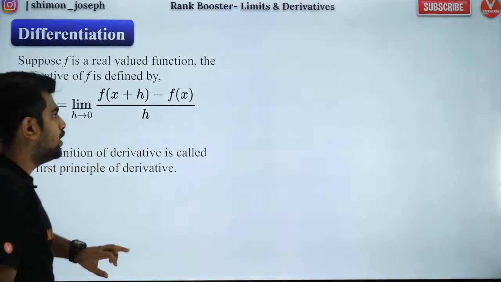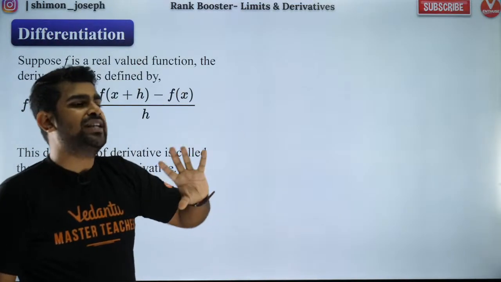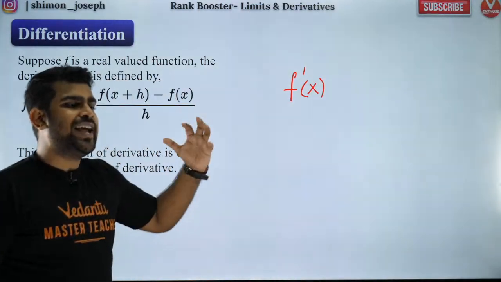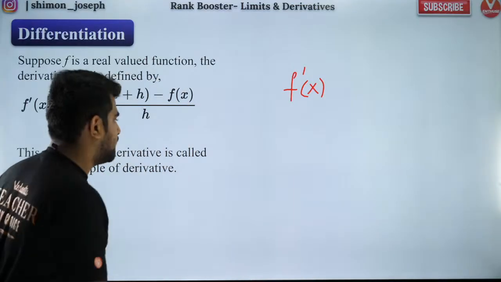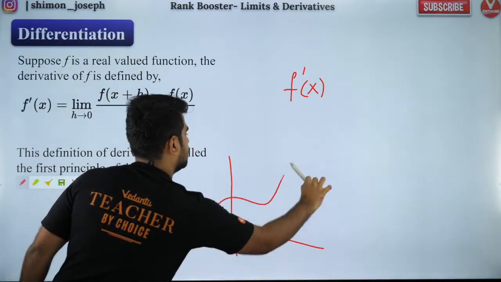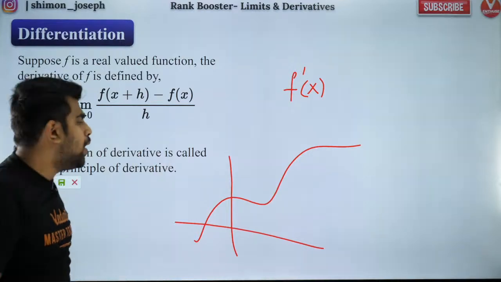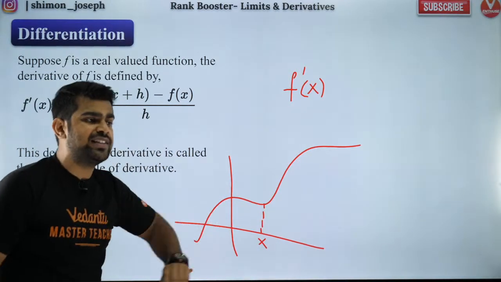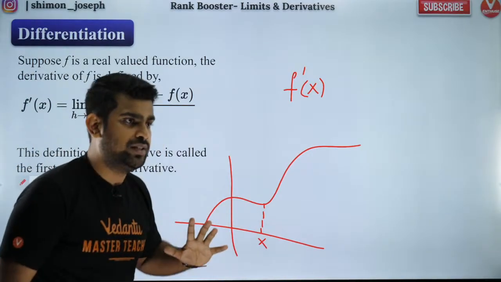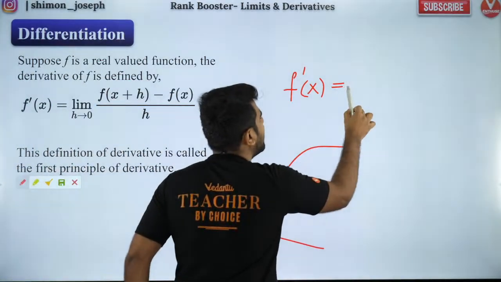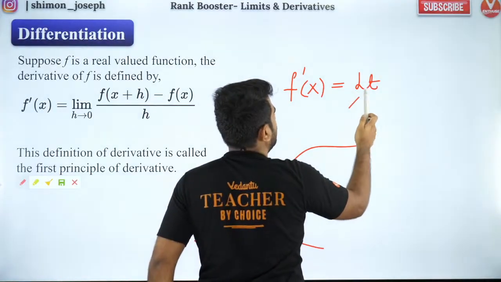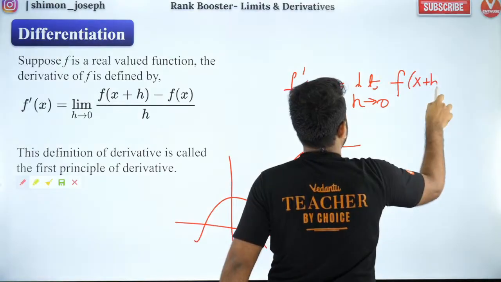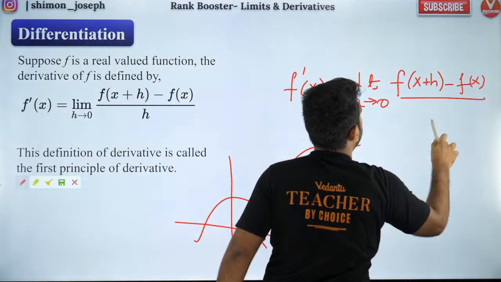Please listen carefully, guys. So let us say you want to find out the derivative of a function. I want to find out the derivative of a function at a point x. So let's say you have a function like this, a random function. Now let's say this is the point x and I want to find the derivative at this point. Now what do you do here? The derivative is defined as limit h tending to 0, f of x plus h minus f of x divided by h.